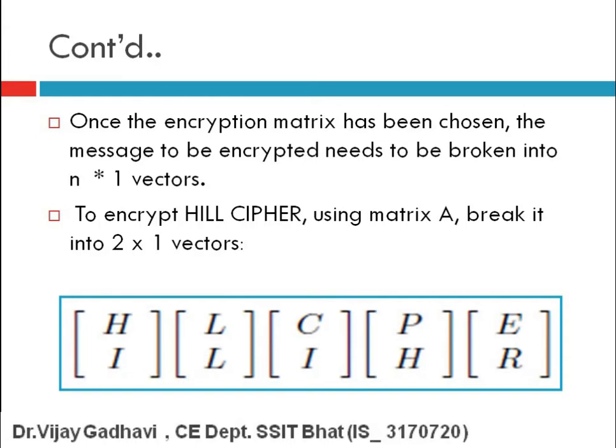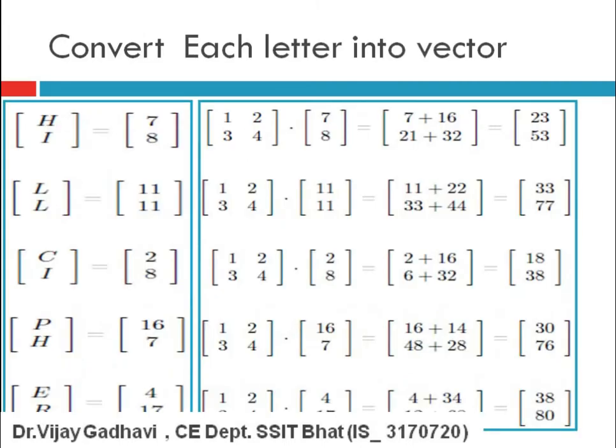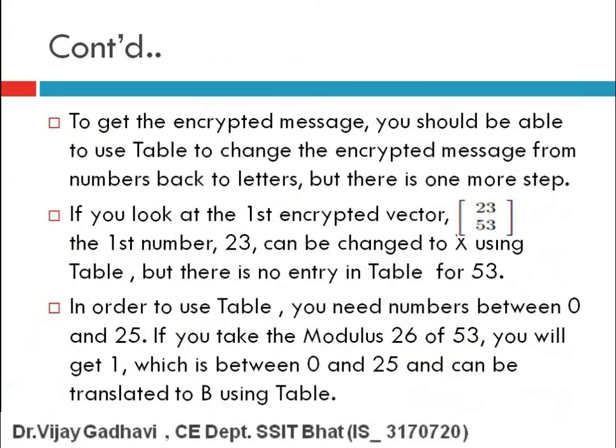Once the encryption matrix has been chosen, the message to be decrypted needs to be broken into n by 1 vectors. To encrypt with the Hill cipher using matrix A, break it into 2 by 1 vectors. This is an example. To get the encrypted message, you should be able to use the table to change the encrypted message from numbers back to letters. But there is one more step.